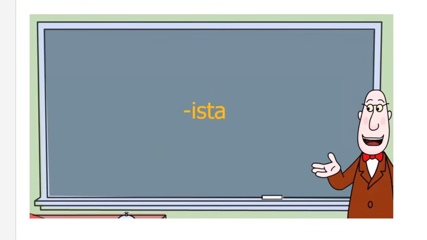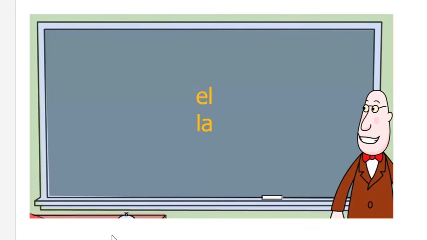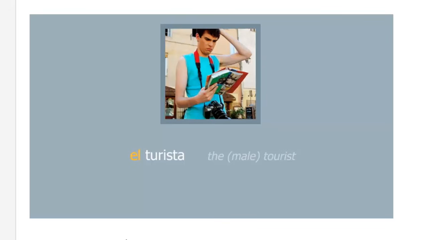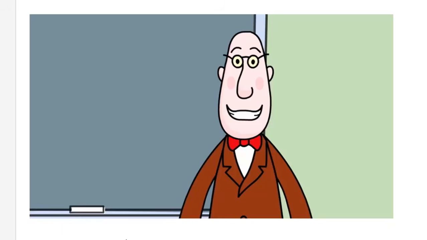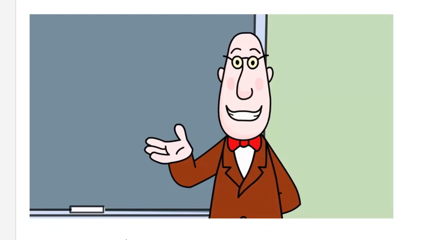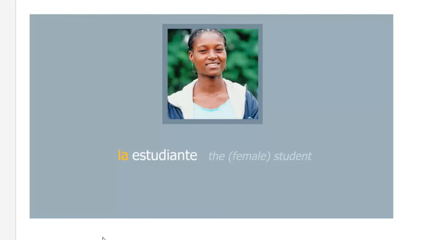For some nouns, like those that end in ISTA, the masculine and feminine forms are the same. You can tell the gender by the article. El for masculine nouns and la for feminine nouns. El turista, la turista. Some other nouns have identical masculine and feminine forms too. El joven, la joven. El estudiante, la estudiante.